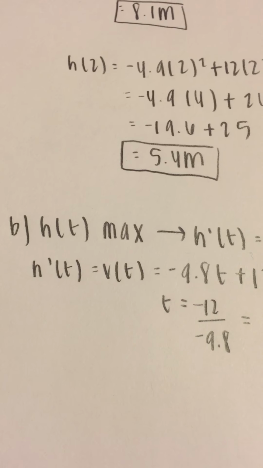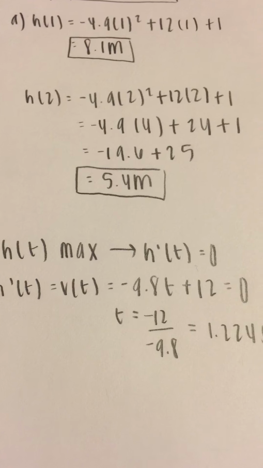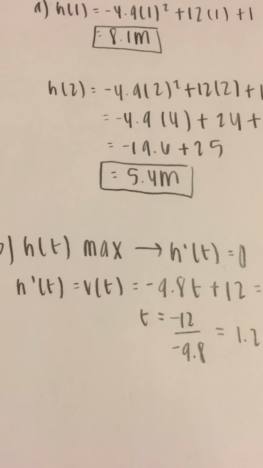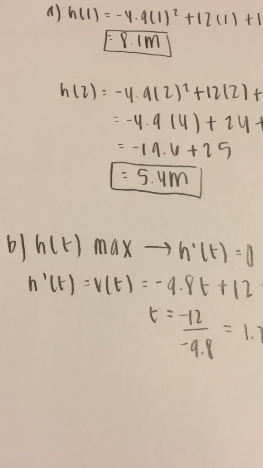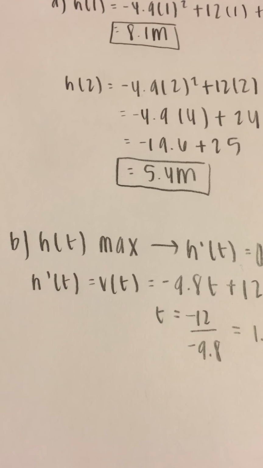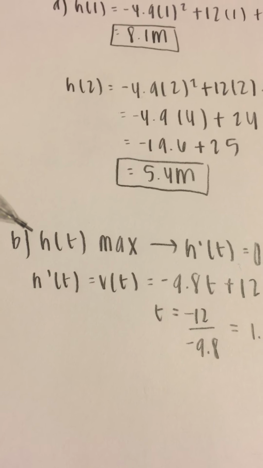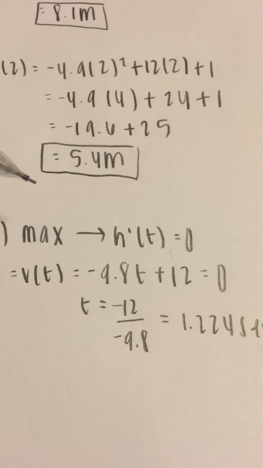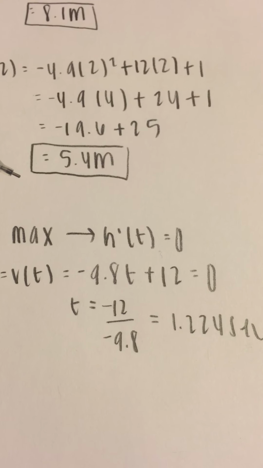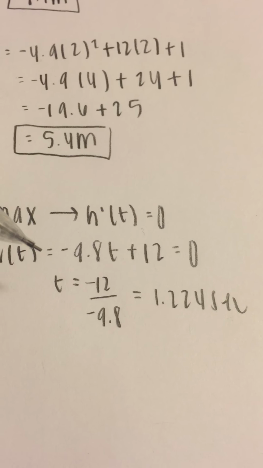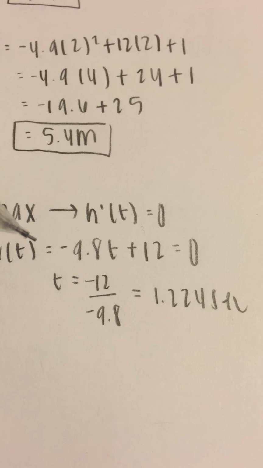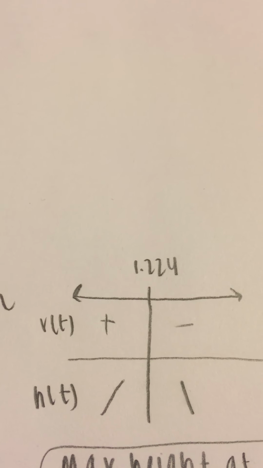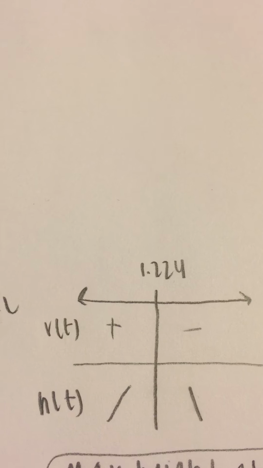For B, they want us to find when the eraser reaches the maximum height, and so to find that, we have to set the derivative of the height function equal to 0, and the derivative of the height function actually equals the velocity function. So it's going to be negative 9.8t plus 12 equals 0, and we're going to solve for t, and we get 1.224 seconds.